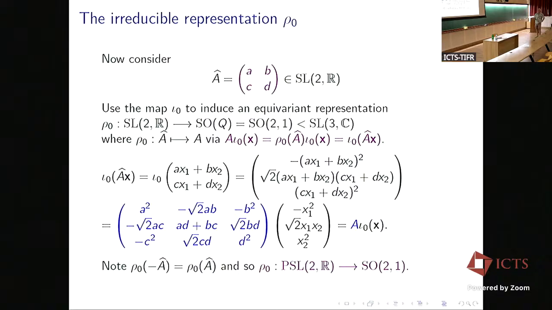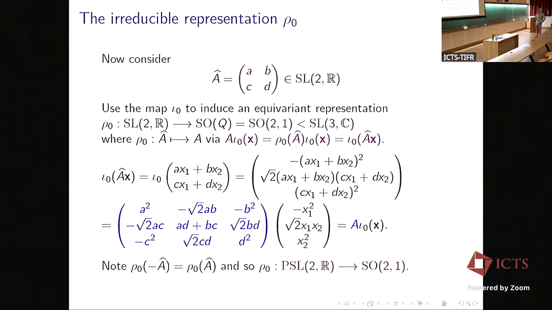Okay, so I'm going to induce an equivariant representation. We saw equivariant representations in the last talk, but let me remind you that it means that if I act on x and take the image under I0, that should be the same as if I take I0 and act on the image. So depending on whether I do the action of my matrix before my I0 or after, I get the same result. That's the irreducible condition. You can think of it as a commutative diagram if you want.